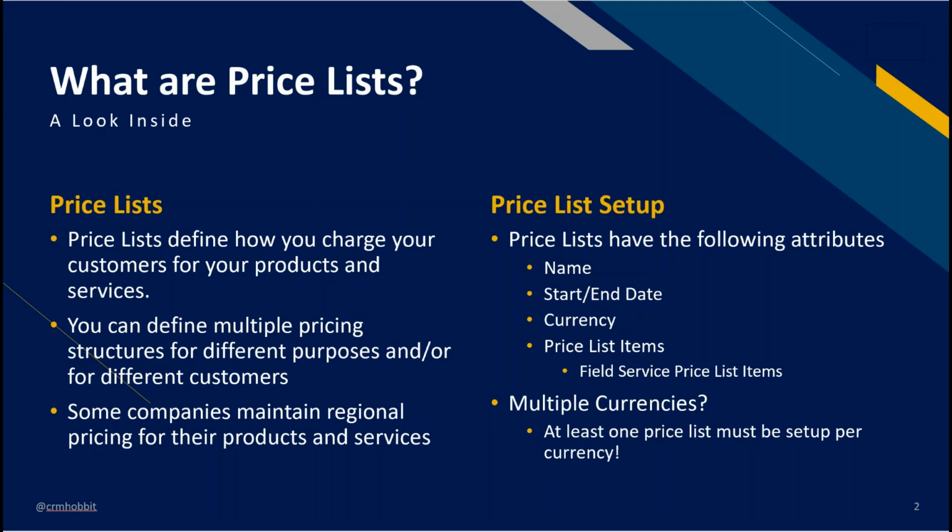So let's start by taking a look at what exactly is a price list and why do we use it. Price lists essentially define how you charge your customers for your products and services. It defines your pricing. It says to your sales staff or essentially your supply chain, it's defining the pricing that's going out the door to your customer for that product or service. Now, with the price list, as it's defining the price, you can have multiple pricing structures for different purposes or for different customers. And we're going to have an example here in a minute.